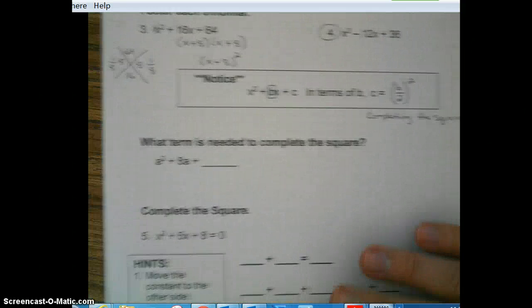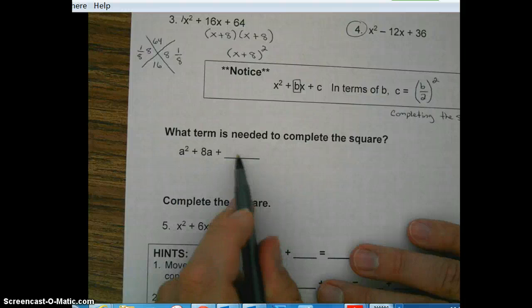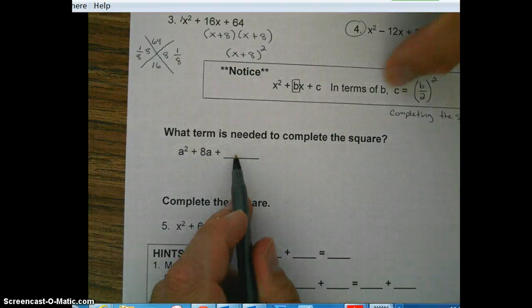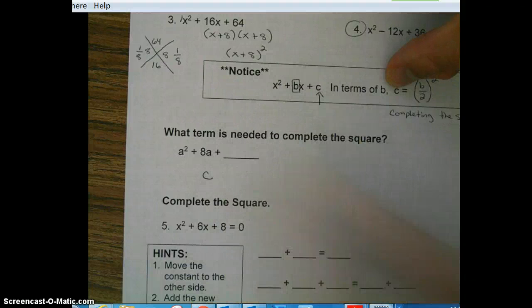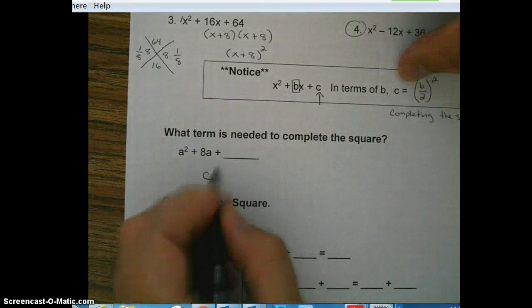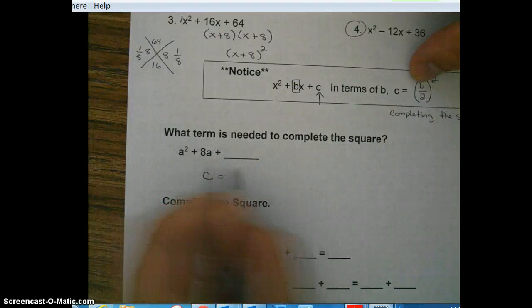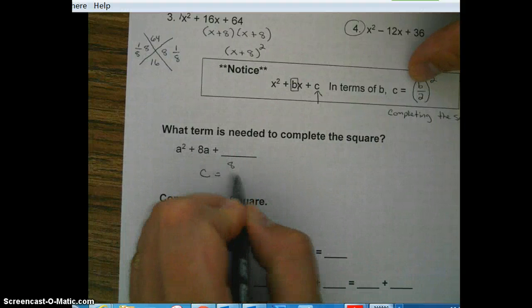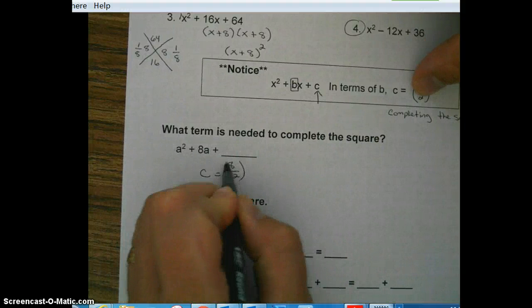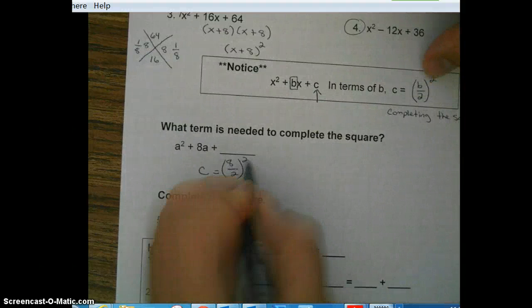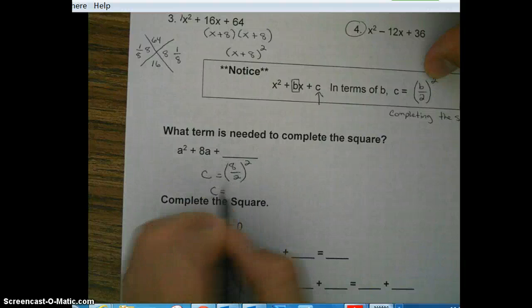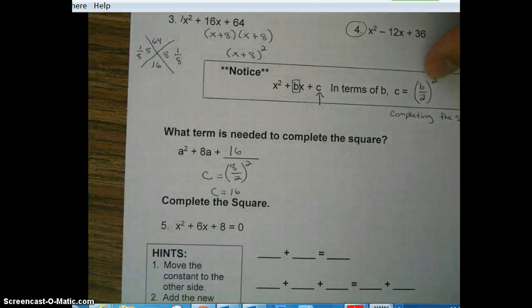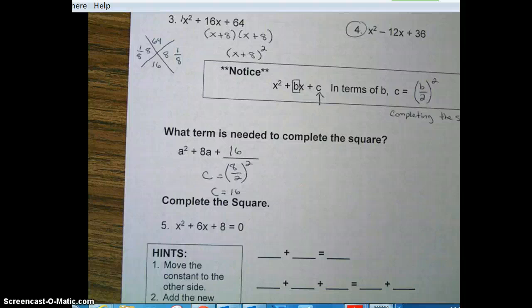Okay, so to find the c value, we use the formula we just did. C, that's our c value at the end, equals b, which is 8, over 2. Take that quantity and square it. So c equals 8 divided by 2 is 4. 4 squared is 16. And that's how we complete the square.